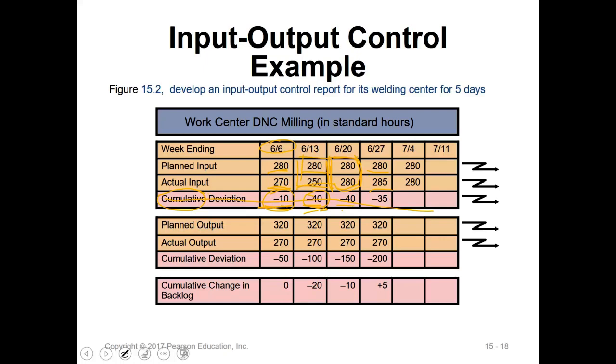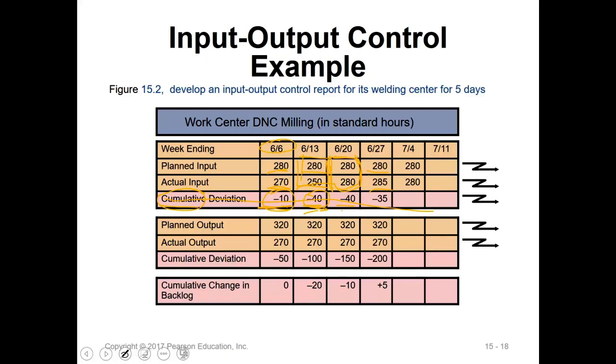So cumulative deviation does not just look at one week. They look at the first week, and then the second week will add the first week, and the third week will add the previous 2 weeks, and the fourth week will add the previous 3 weeks' deviation.